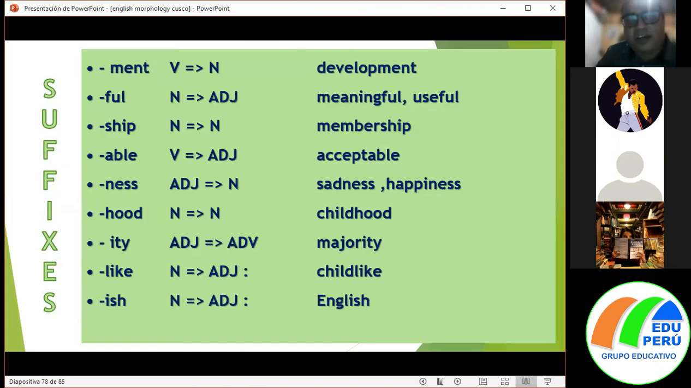-ish, from noun to adjective. Here we have England, English. And notice England, English.